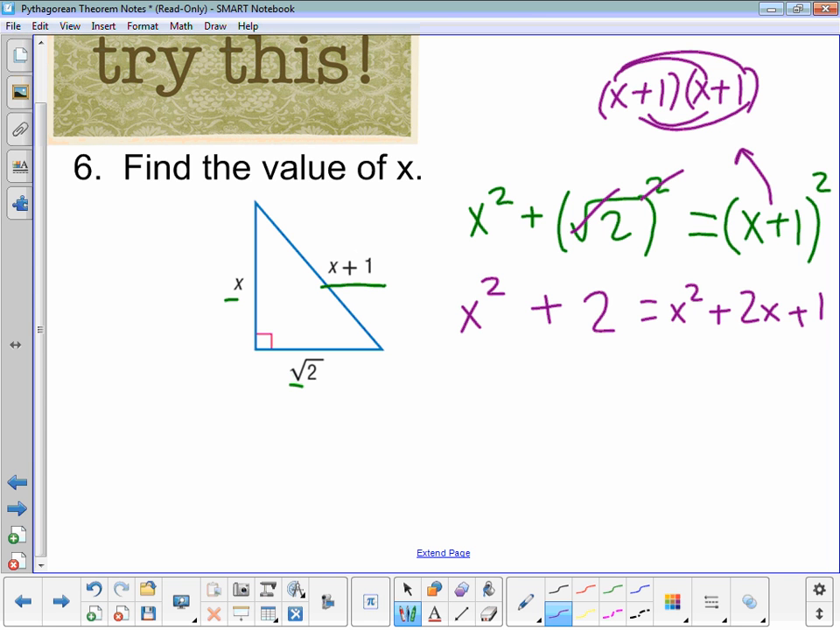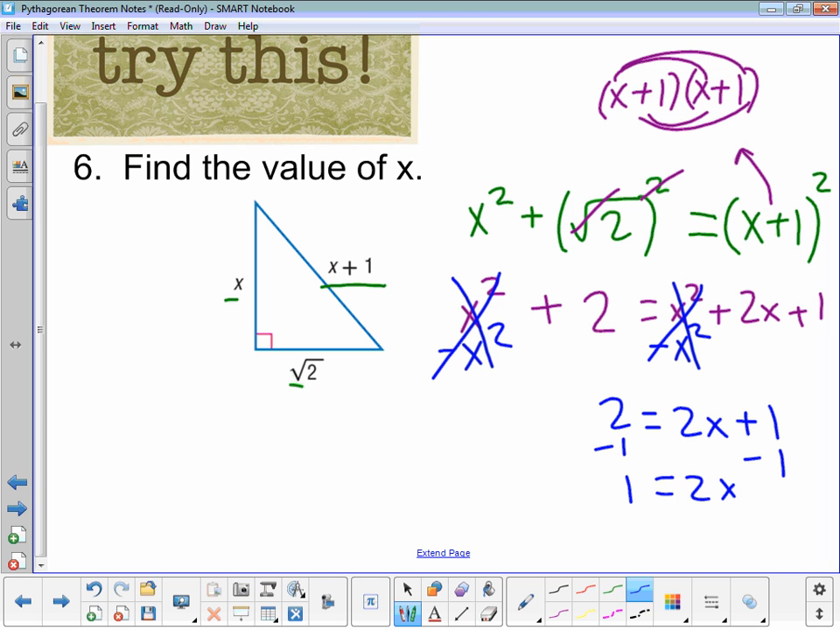Now I need to solve for x. One thing I notice that will help me a lot is that when I move my x squareds over together, x squared minus x squared goes away. Well, it also goes away over here. So that helps me out a lot. I'm done with the x squareds. Now I'm left with 2 equals 2x plus 1. This is just a basic two-step equation. Subtract the 1, that's 1 equals 2x, and divide by 2. So I end up with x equals 1/2. No radicals to simplify, no other squares to deal with. So there's my value of x.